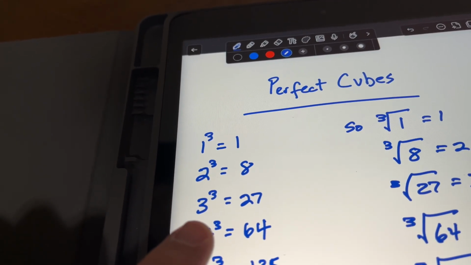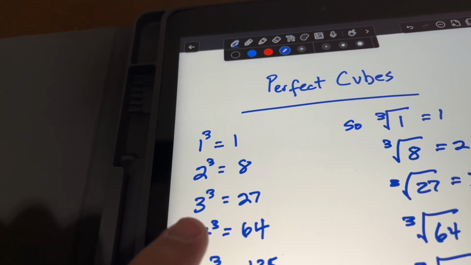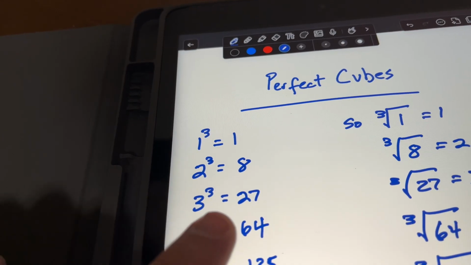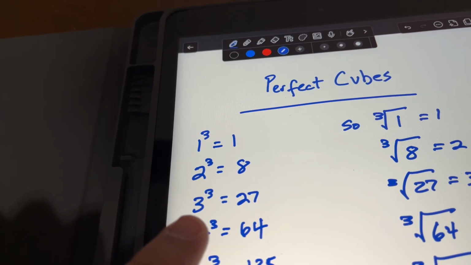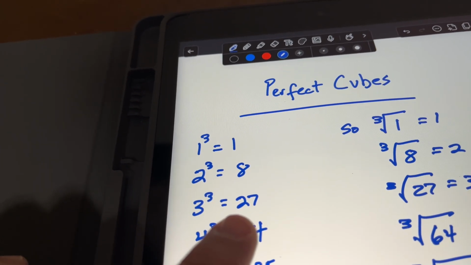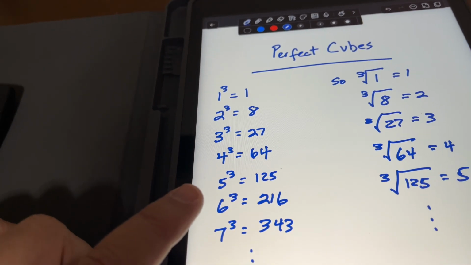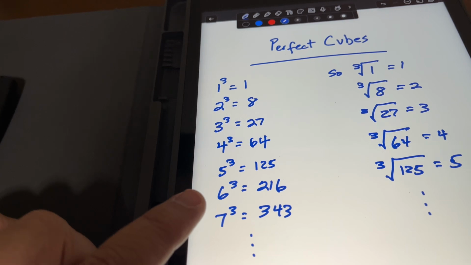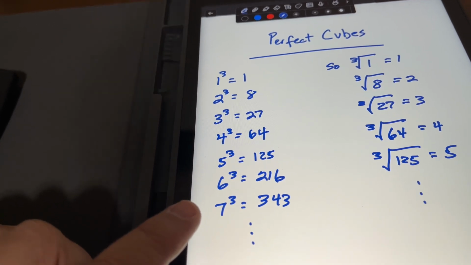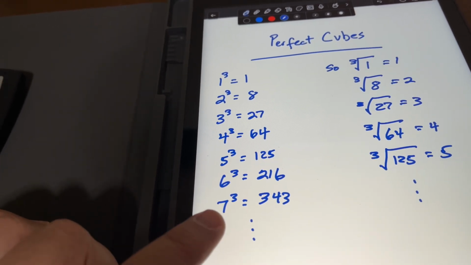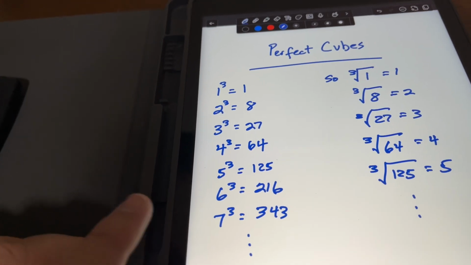3 cubed is 27. That's 3 times 3 is 9, and then 9 times 3 is 27. So 3 times 3 times 3 is 27. In the same way, 4 cubed is 64, 5 cubed is 125, 6 cubed is 216, 7 cubed is 343, and it just goes on and on like that.